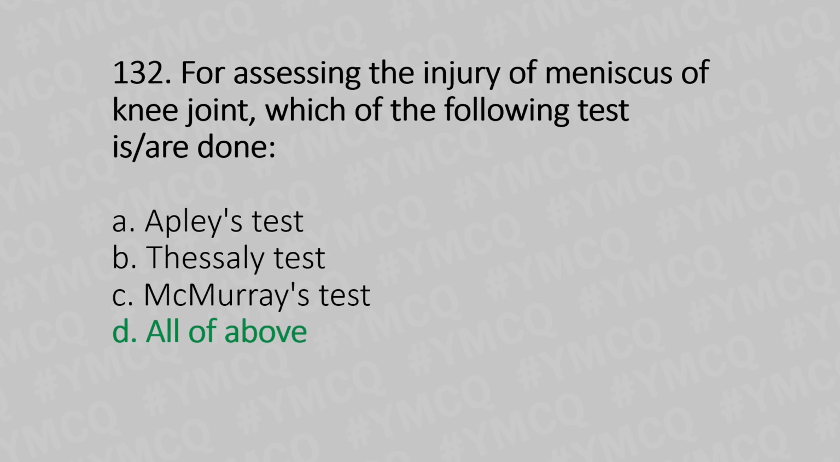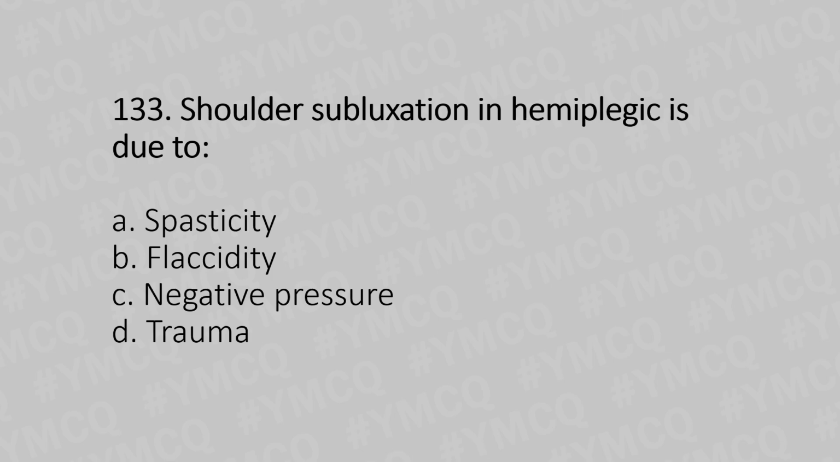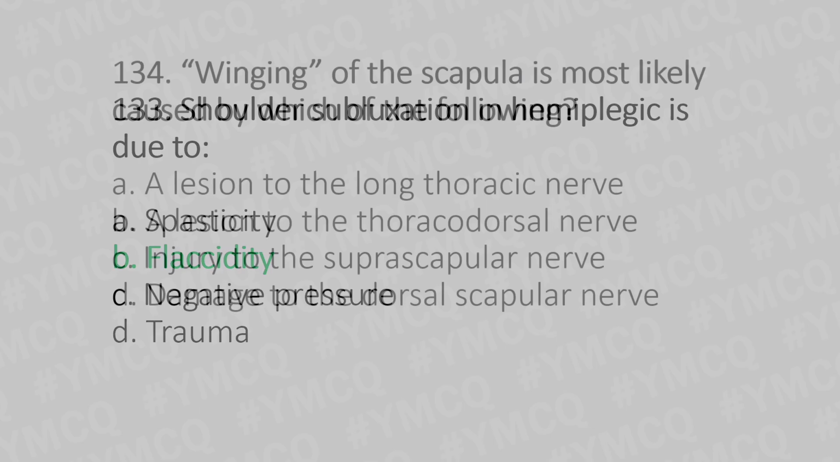Now let's move to question number 133. Shoulder subluxation in hemiplegia is due to: option A, spasticity. Option B, flaccidity. Option C, negative pressure. Option D, trauma. And the answer is option B, flaccidity.